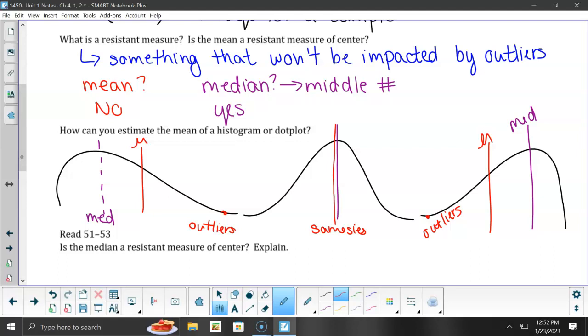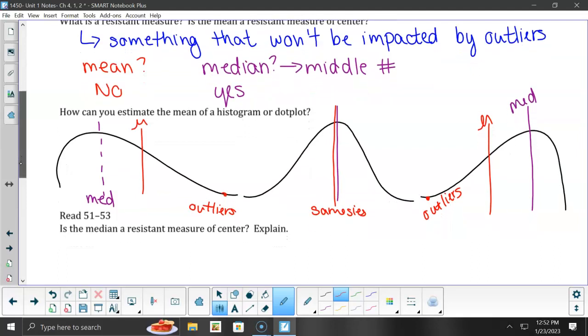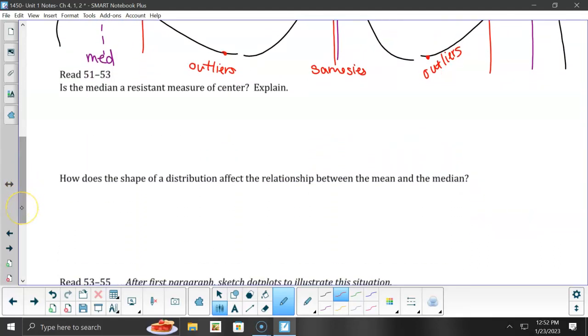All right, up next. Is median a resistant measure? We said yes. And I would say yes, simply because it's the middle number, so one outlier on either side is not going to pull it too far. It does protect against outliers.